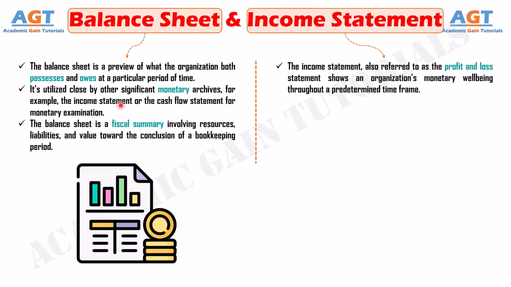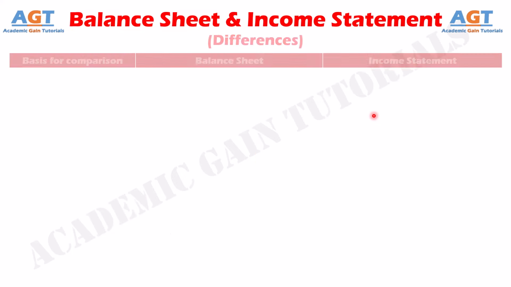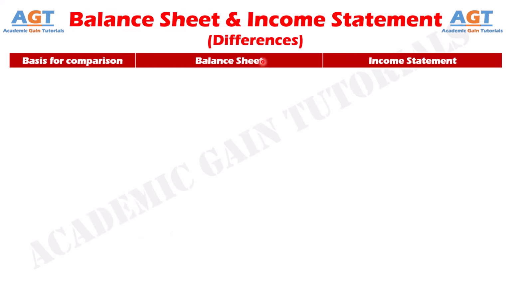On the other hand, the income statement, also referred to as the profit and loss statement, shows an organization's monetary well-being throughout a predetermined time frame. It additionally gives an organization important data about income, expenses, and sales. So, let's look into the basic differences between balance sheet and income statement in a tabular form.